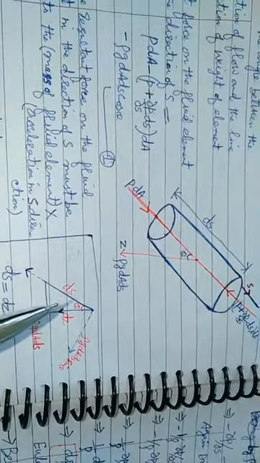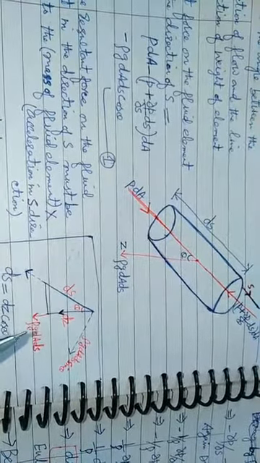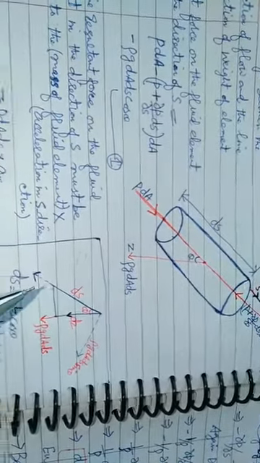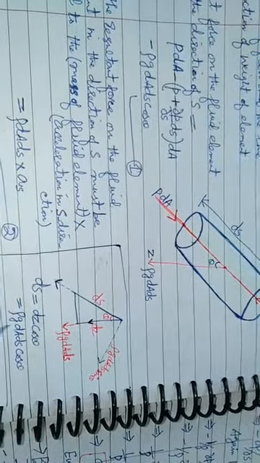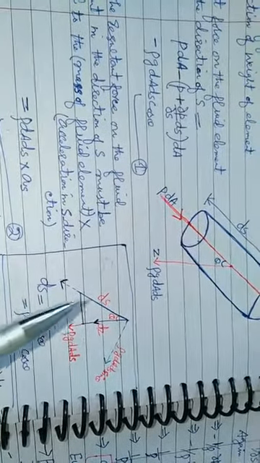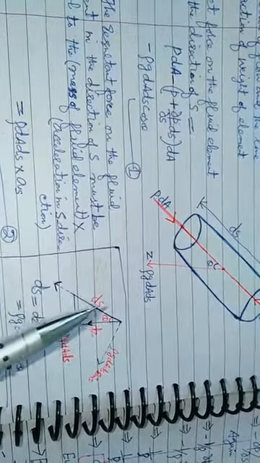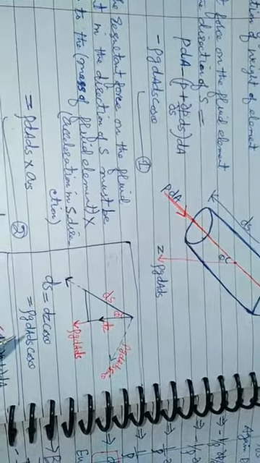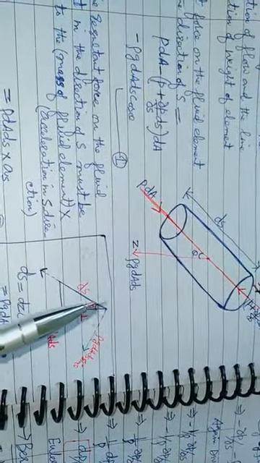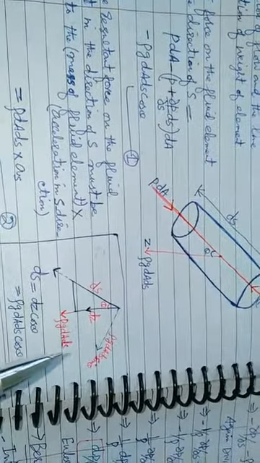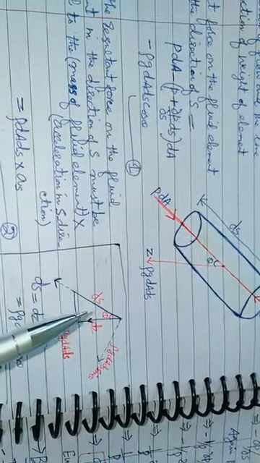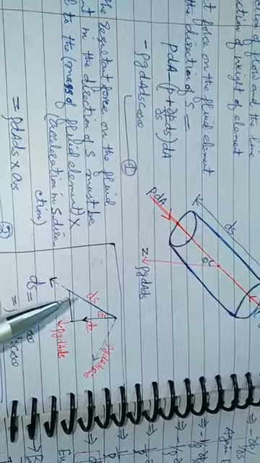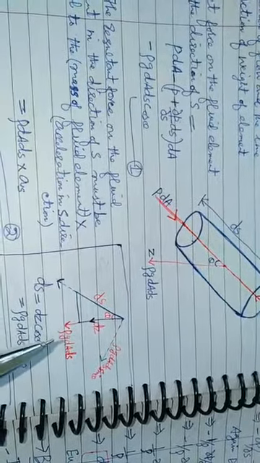So rho g dA ds will be resolved with its cos theta part along the ds direction. Along the ds direction it will be resolved as the cos part, and perpendicular to this direction it will be the sine part. So with whichever side the angle is made, we take the cos part of this force.